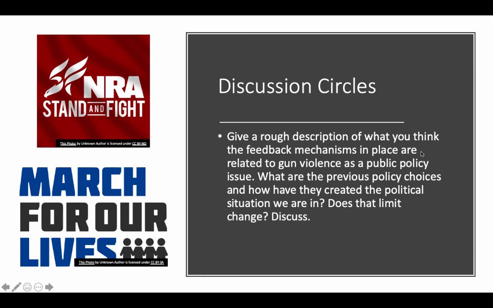And what I want you to focus on here, given our new topic of gun violence, is giving a rough description of what you think the feedback mechanisms are in place that are related to gun violence as a public policy issue. And I know that this often can be a hot topic, but I want to think about it as a public policy issue. And especially with the growth of organizations like March for Our Lives, Everytown, and Moms Demand Action, why are those taking greater hold these days against organizations like the NRA?